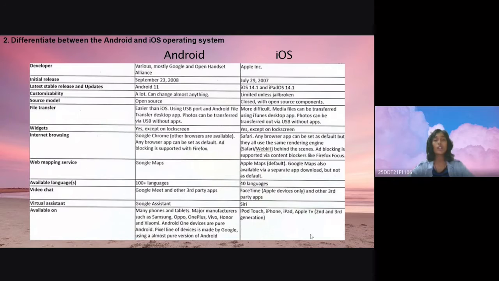Android is available on many phones and tablets from major manufacturers such as Samsung, Oppo, OnePlus, Vivo, Honor and Xiaomi. Android One devices are pure Android. The Pixel line of devices is made by Google using an almost pure version of Android. iOS is available on iPod Touch, iPhone, iPad, and Apple TV, the second and third generation only.